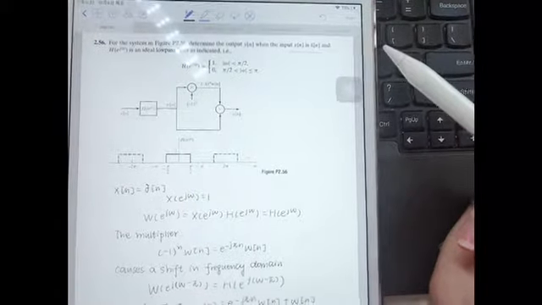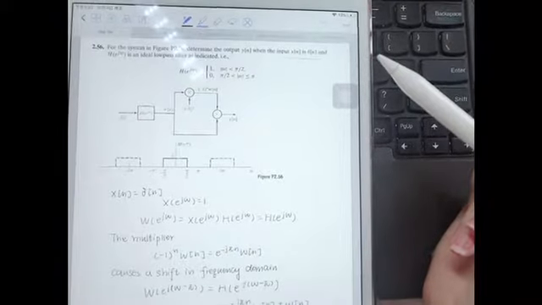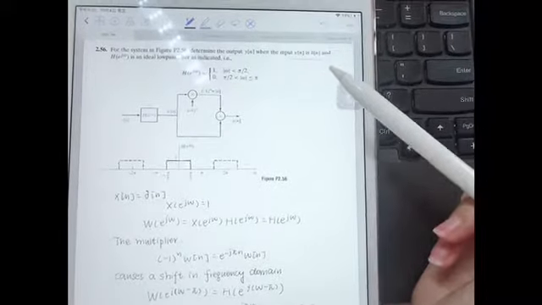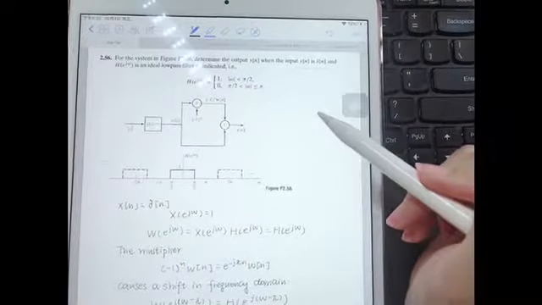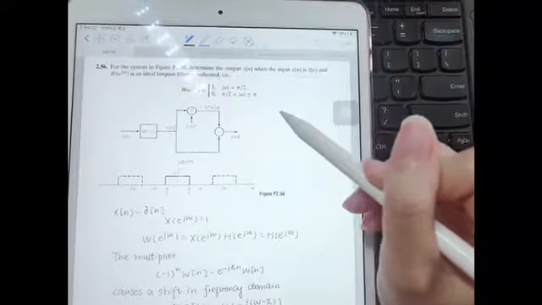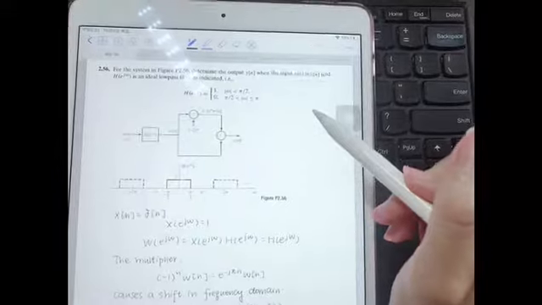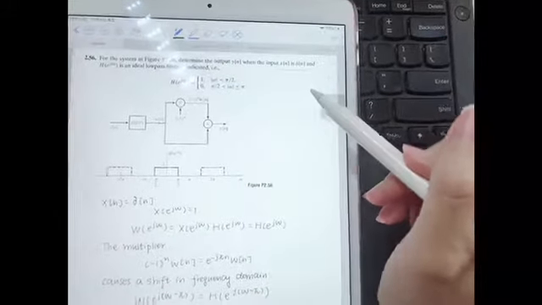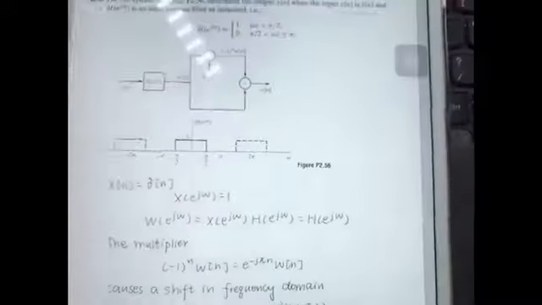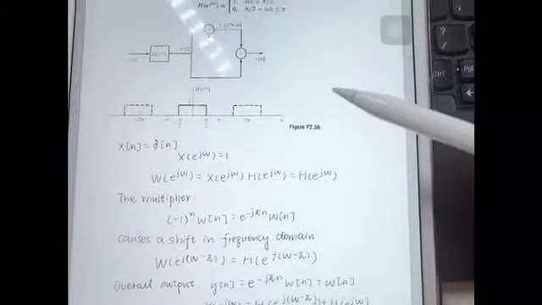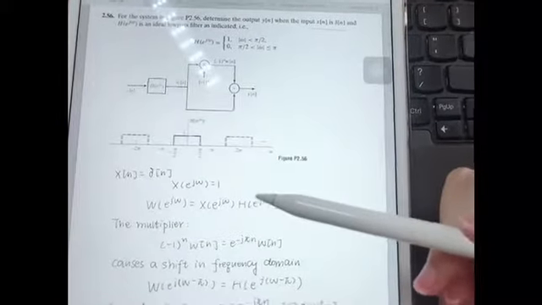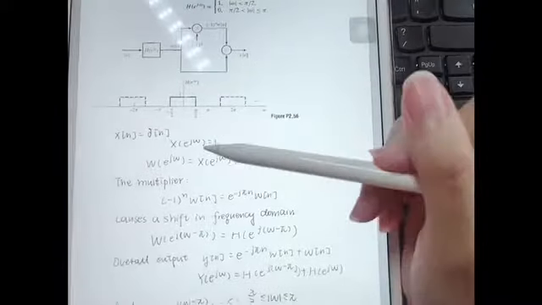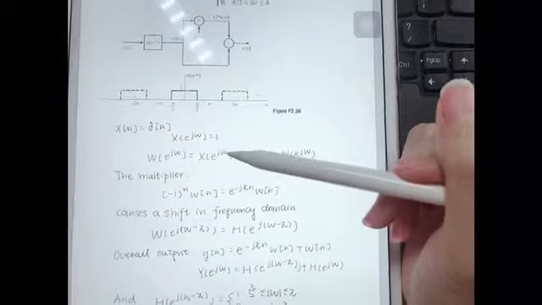It's simply the output of this system when the input is delta[n]. So we can get the output Y(e^jω), and then do the reverse Fourier transform, and we can get y[n]. Firstly, we have a look at the system. We have known that the input is x[n] equals delta[n]. If we do the Fourier transform of this expression, we get X(e^jω) equals 1.